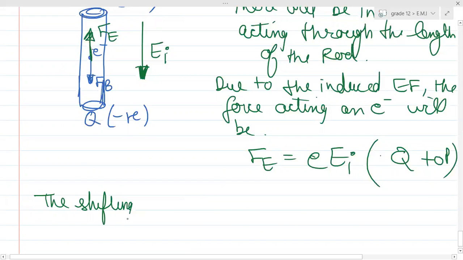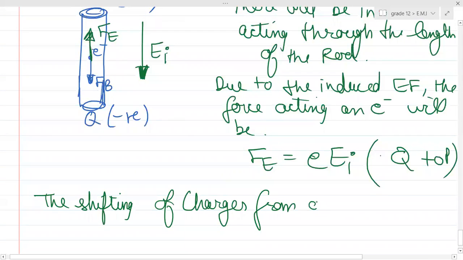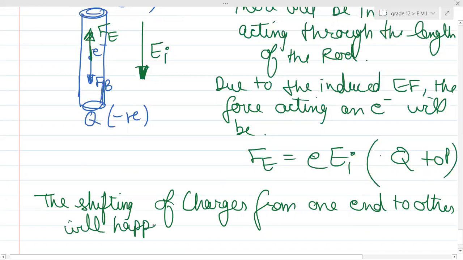The shifting of charges from one end to another end will happen. Guys, are you writing along with me? And please remember, this is very important as your school derivation.